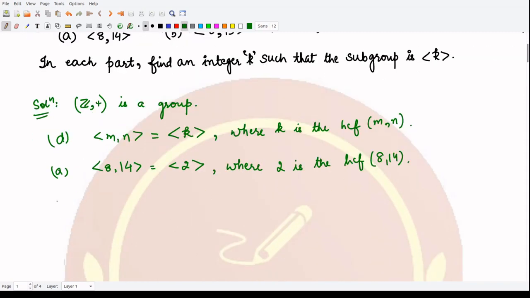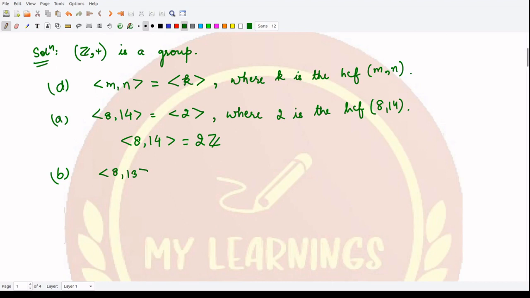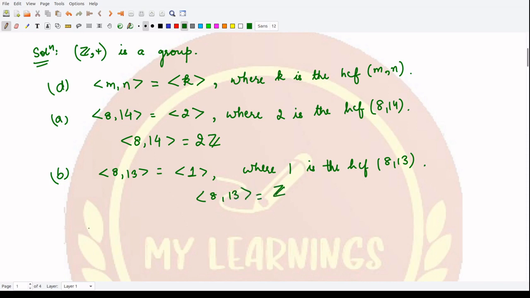Similarly for the others, we would have the same case. You can also write it like this: the subgroup generated by 8 and 14 is 2 times Z. This is another notation. For the second part we have the subgroup generated by 8 and 13. The GCD or HCF of 8 and 13 is 1, so this is generated by 1, and you can write it as Z only.